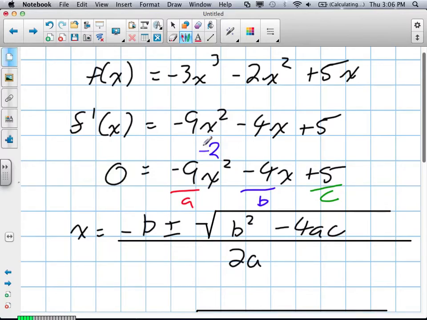-2 squared becomes positive. Oh, we're actually going to have to find the values. This will become plus 4, -36 plus 8 plus 5. We're going to get a negative value.